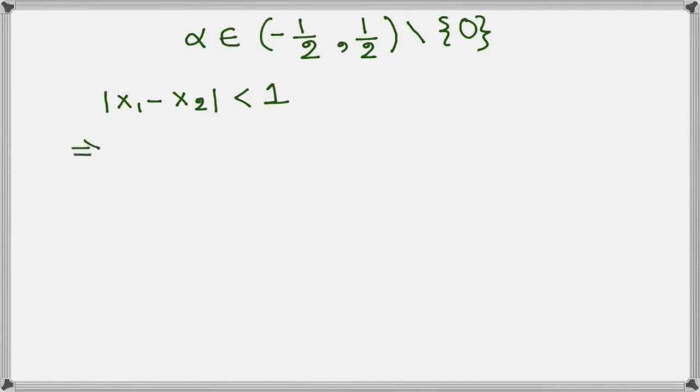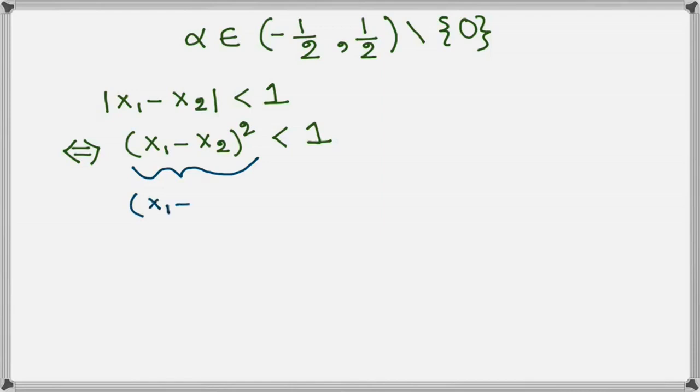That means (x1 minus x2) square is strictly less than 1. In fact, this is an if and only if condition. Now we can write (x1 minus x2) whole square as (x1 plus x2) whole square minus 4x1 x2.